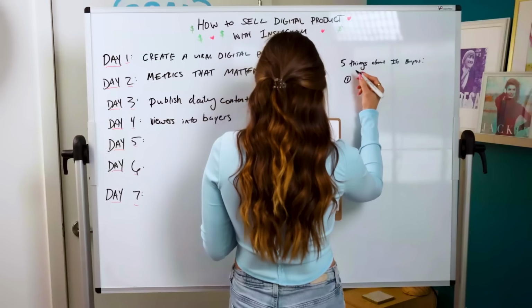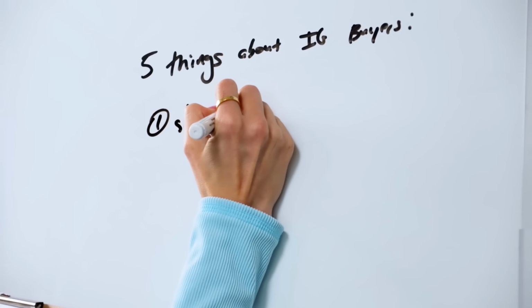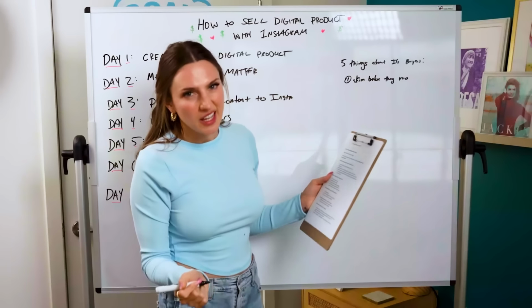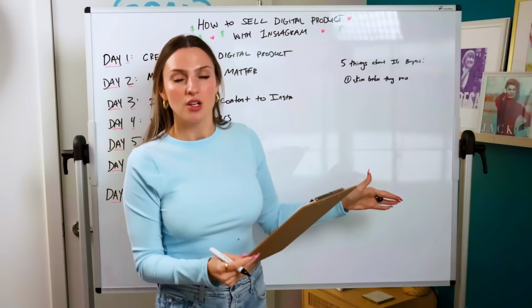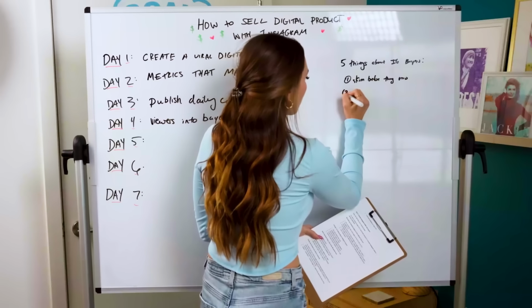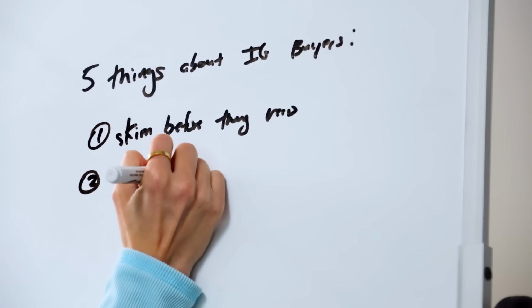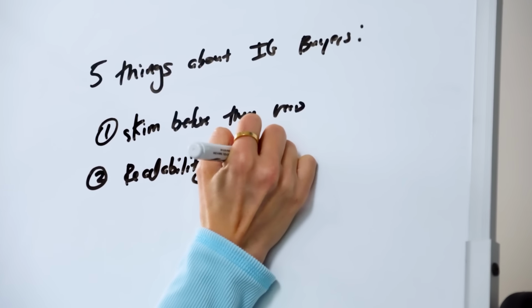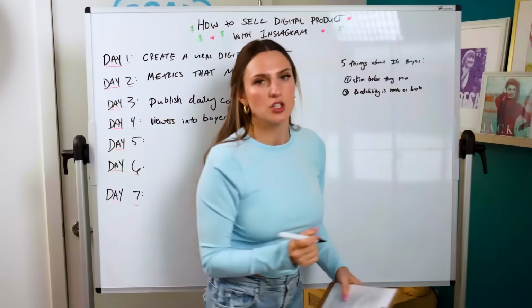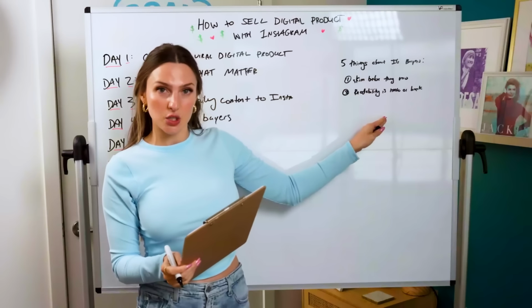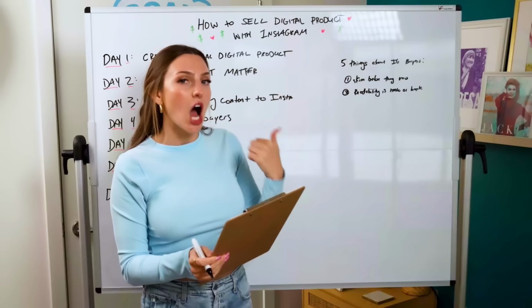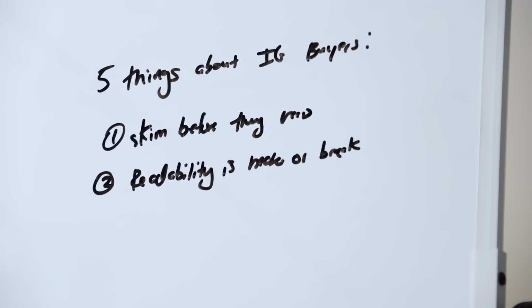So 1, Instagram buyers skim before they read, meaning they just skim. So if your checkout page is very text heavy, you're losing sales. 2, along those lines, readability is make or break. It's not just readability in terms of visually easy to read, although that's extremely important. It's also readability in terms of whether they can understand what you're saying, which I'll talk about in a little bit.